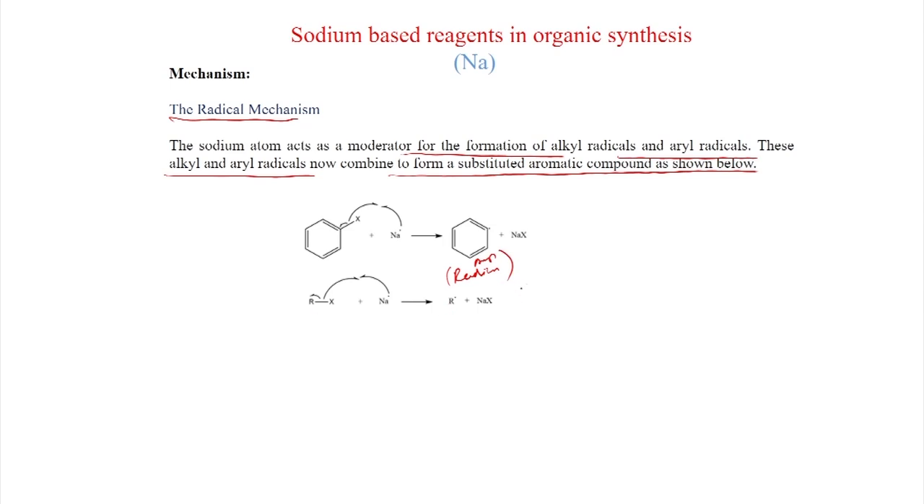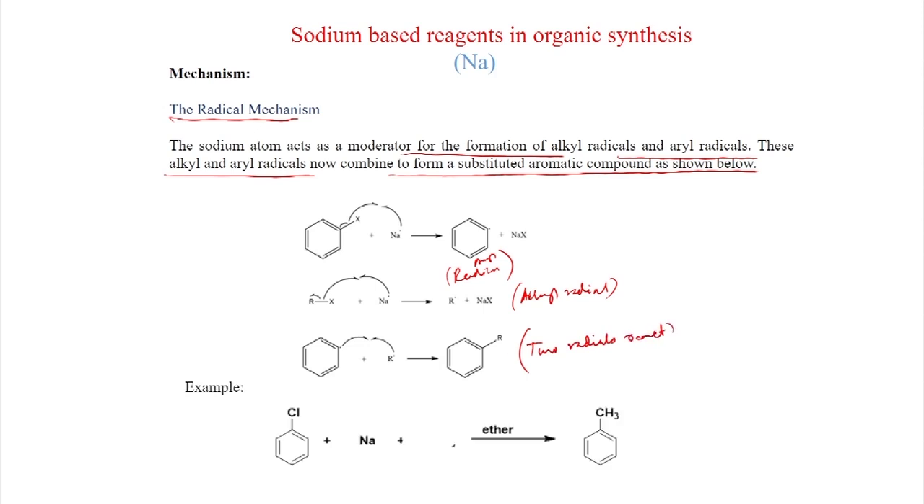Also, the alkyl radical. So, separately the sodium reacts with the aryl halide and the alkyl halide, and two radicals are formed. Now, these two radicals will react, so C-C bond formation occurs and the substituted aromatic compound is formed.